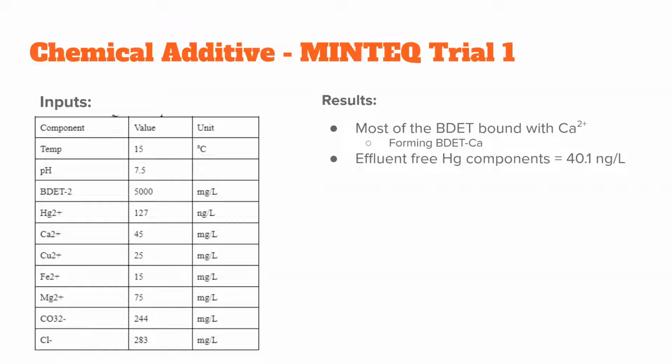One of the first runs I did, these were some of the parameters I input along with the reaction constants that were shown. Ultimately, we found that most of the BDET that we were adding was combining with calcium rather than mercury, which isn't what we expected. We concluded that this was due to the setup of the MINTEQ software and the log K values we used. However, in this first run with a pretty high dose of BDET, we ended up reducing mercury down to 40.1 nanograms per liter.